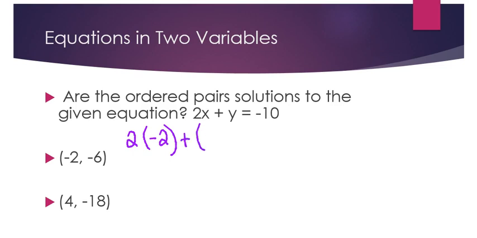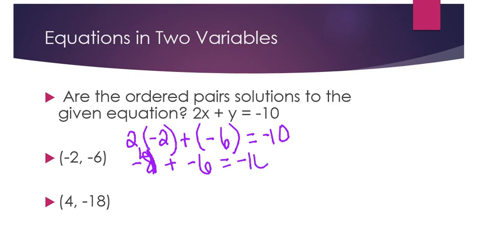And guys, you'll notice that every time I'm substituting it in, I'm putting it in parentheses. That is so when you do have negatives, you won't mess up the signs. If you keep it inside of parentheses, it'll work out better for you. So 2 times negative 2 gives me negative 8. I'm sorry, 2 times negative 2 is not negative 8. It's negative 4. Plus negative 6 equals negative 10. Negative 4 plus negative 6 does in fact equal negative 10. Okay, this is a true statement, so this is a solution.